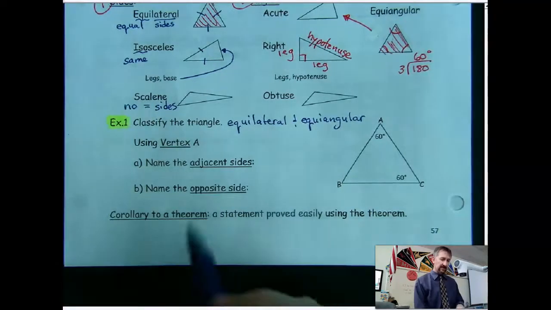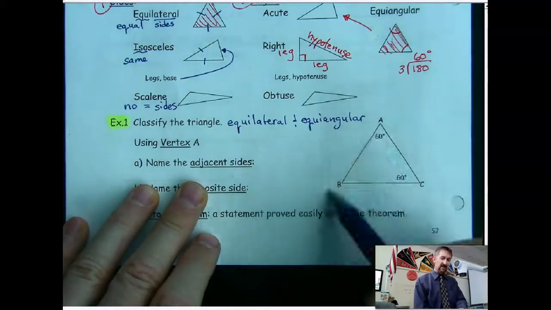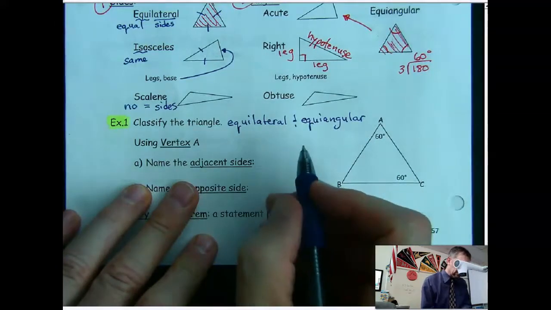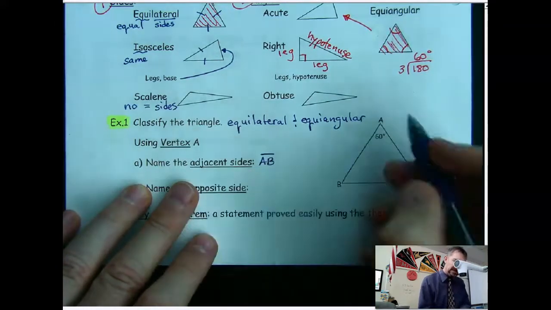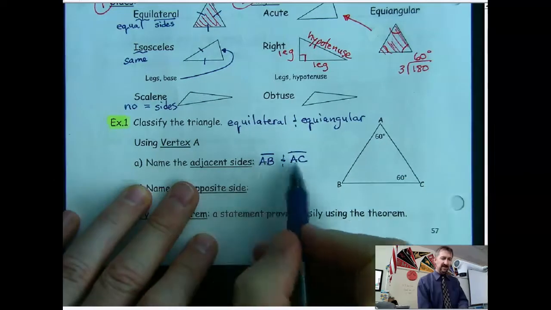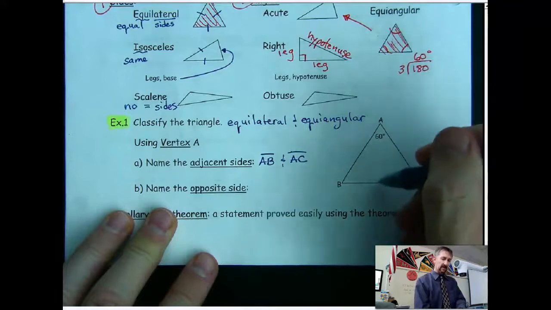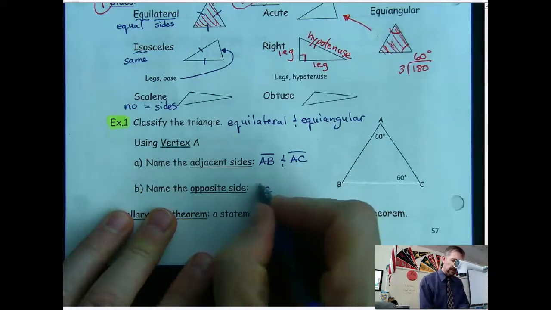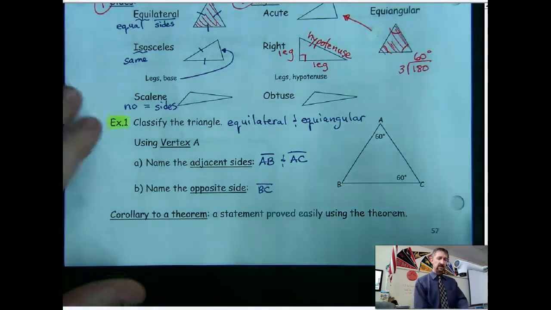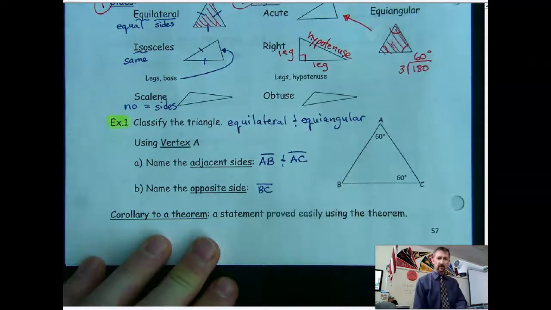Okay, using vertex A, name sides that are adjacent to angle A. So if you're adjacent to it, it means you're part of it, you're right next to it. So that would be segment AB and segment AC. Those sides of the triangle are adjacent to angle A. And the opposite side is BC. All right? Adjacent. This is adjacent to A. This is adjacent to A. This is the opposite of A over here.